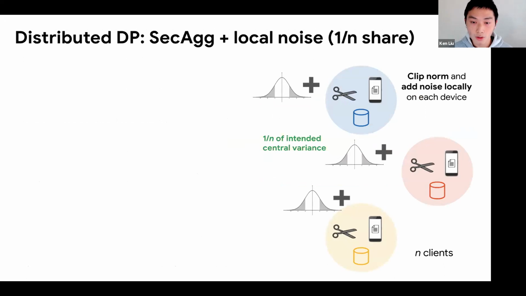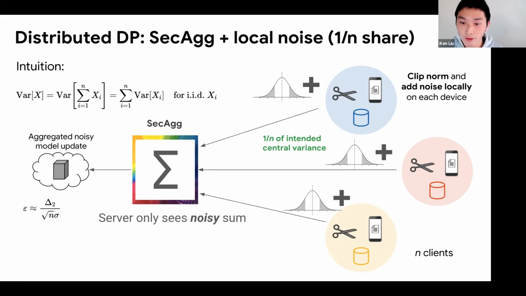Under SecAgg, we can now develop a distributed DP model as follows. Each client continues to clip norm and add noise locally, as in the local DP model. And with secure aggregation, each client now only adds a very small amount of noise, specifically 1/n of the intended central noise variance. And the server would only see the sum of all the noisy updates, which gives comparable privacy epsilon as if we were running a central DP model. This works intuitively because the variance of the sum is the sum of the variances for the individual IID noise shares.